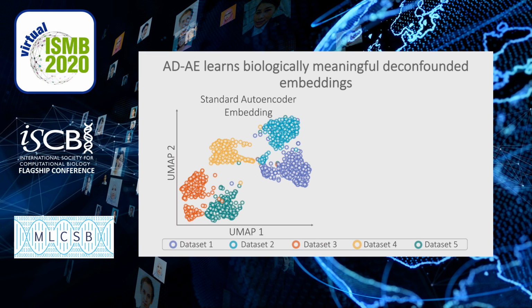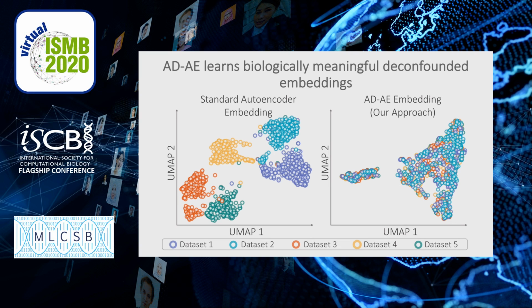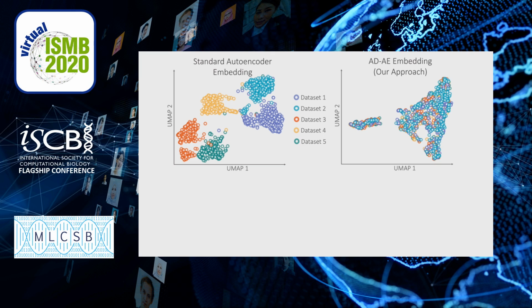To show that ADAE can learn biologically meaningful deconfounded embeddings, we generated UMAP plots of embeddings with a standard autoencoder and ADAE, and simply colored by the dataset label. We first observed that for a standard autoencoder embedding, naturally the datasets are clearly separated from each other, showing us that the space is highly confounded. On the other hand, the ADAE embedding can clearly fuse the data points from different datasets, eliminating this obvious dataset effect.